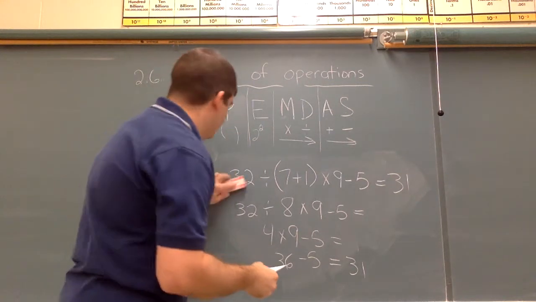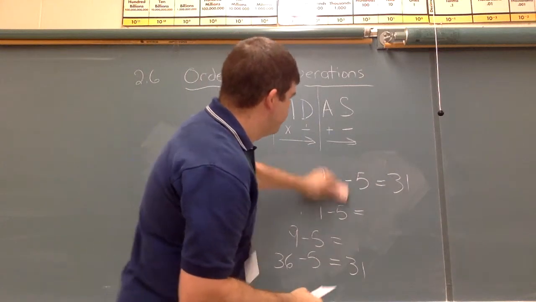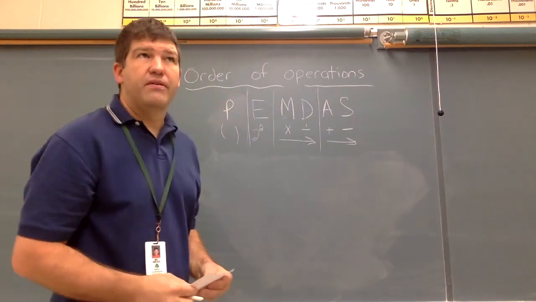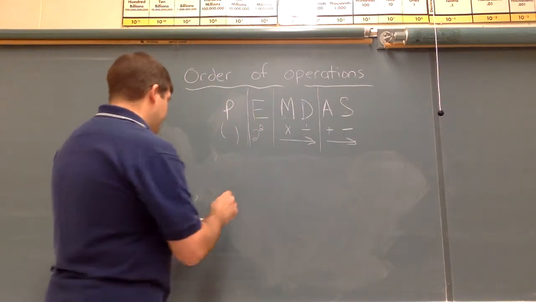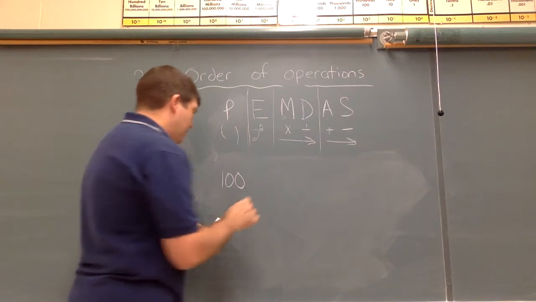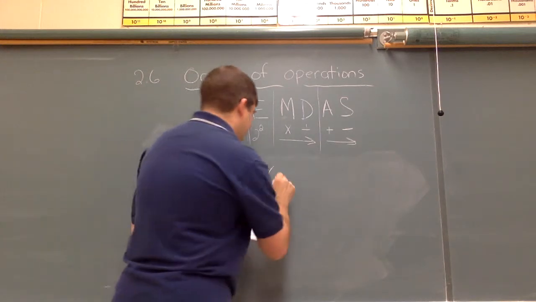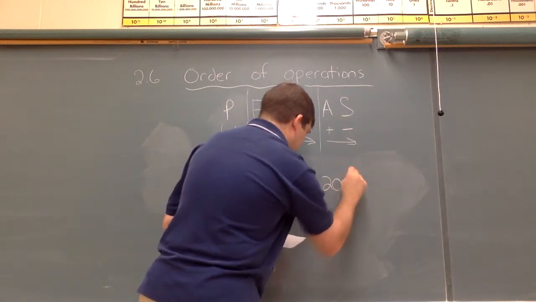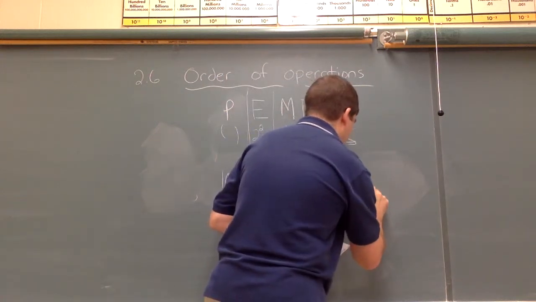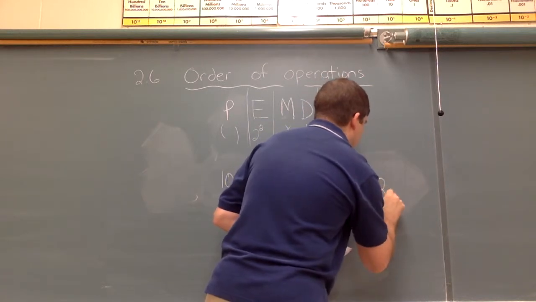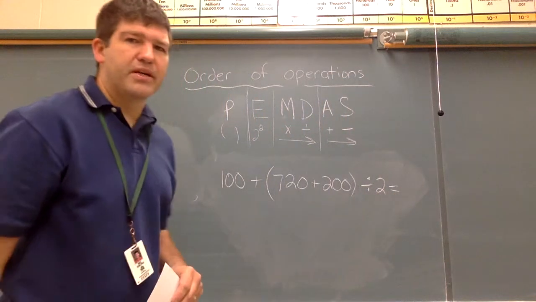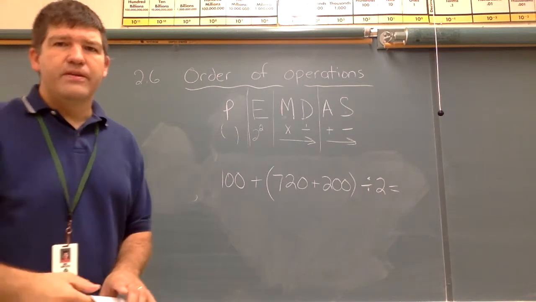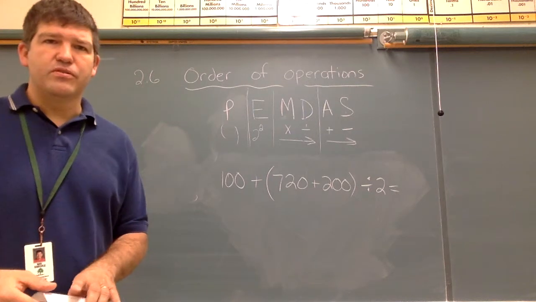Okay. Let's do one last problem. And hopefully this has given you a good idea of the order of operations. Okay. Last one. 100 plus (720 plus 200) divided by 2 equals. Okay, so some bigger numbers, but it doesn't matter how big the numbers are or how small they are, you always follow the order of operations. Please excuse my dear Aunt Sally.